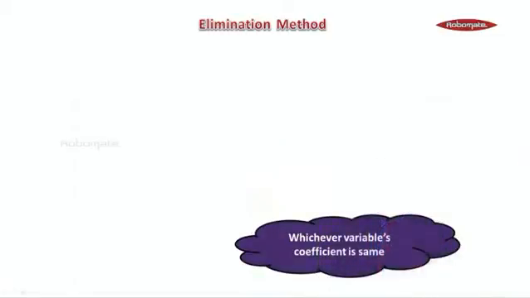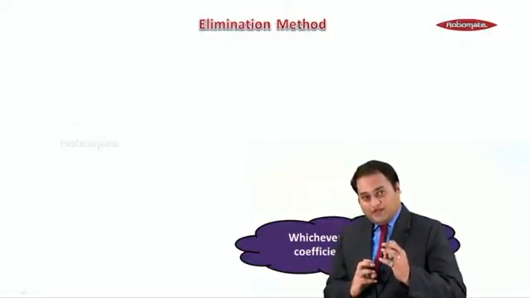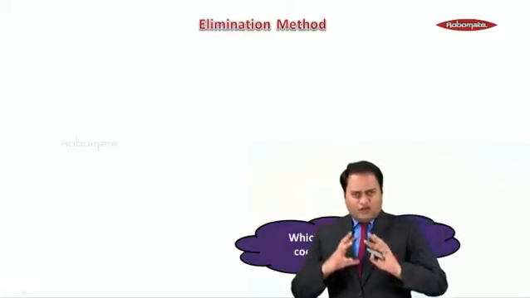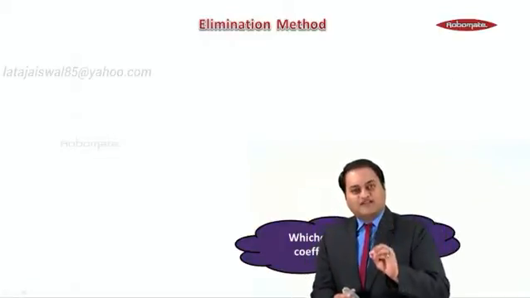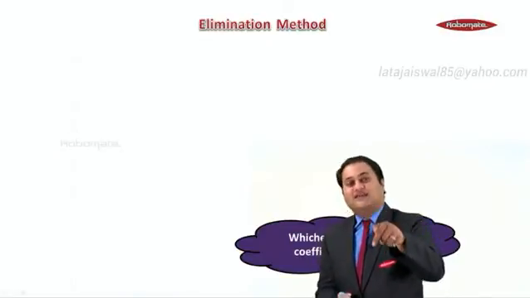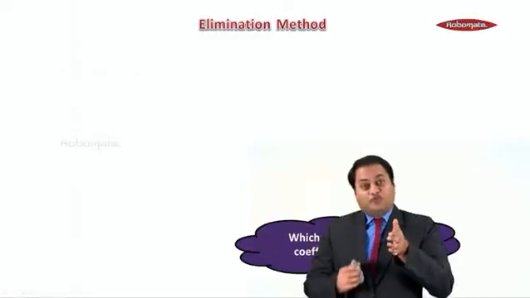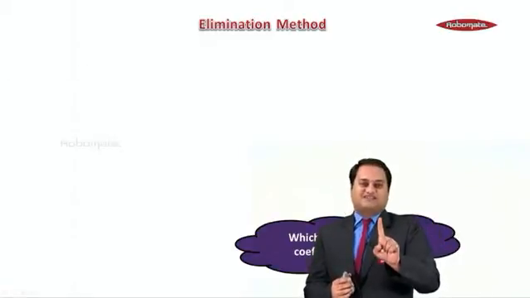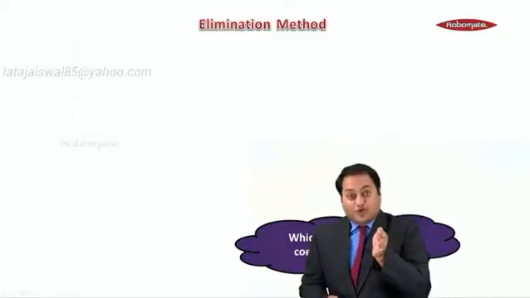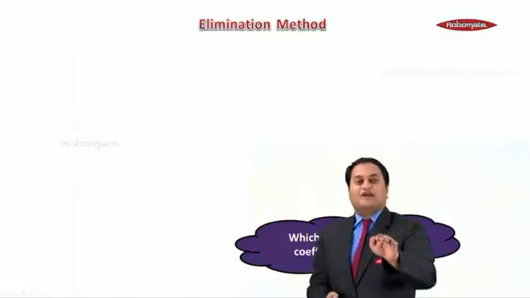Only that variable can be removed which is having the same coefficient. So the method is, we need to remove one of the variables, that variable which is having the same coefficient in both the equations. Logic is simple. 2x and 2x can be cancelled. 3x and 3x can be cancelled. 4y and 4y can be cancelled. But 2x and 3x cannot be cancelled. So when the coefficients are same, we can eliminate that variable.